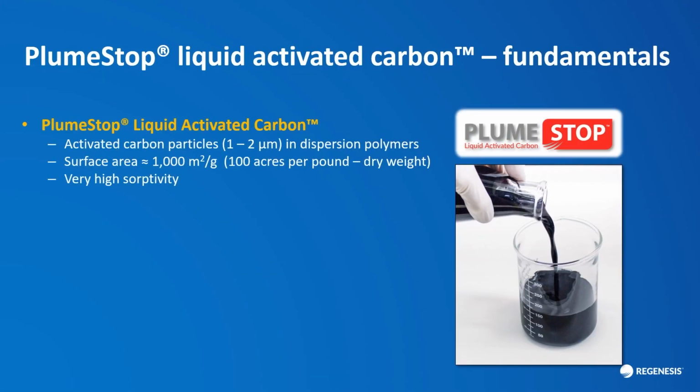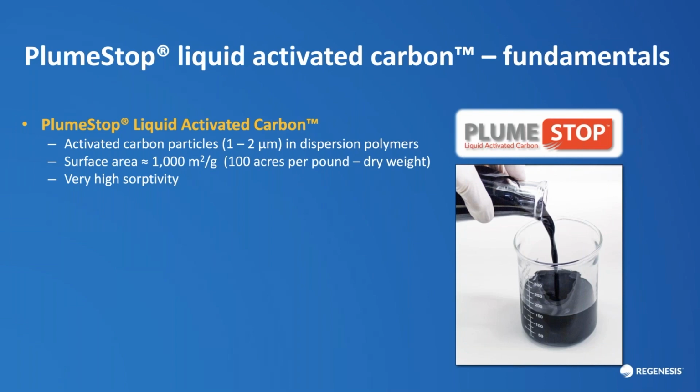PlumeStop liquid activated carbon comprises tiny particles of activated carbon, 1 to 2 microns in diameter, in dispersion polymers. It has a surface area of about 1,000 square meters per gram. That's 100 acres per pound, and that's just the dry weight of the carbon, not the weight of the material itself as it would be shipped.